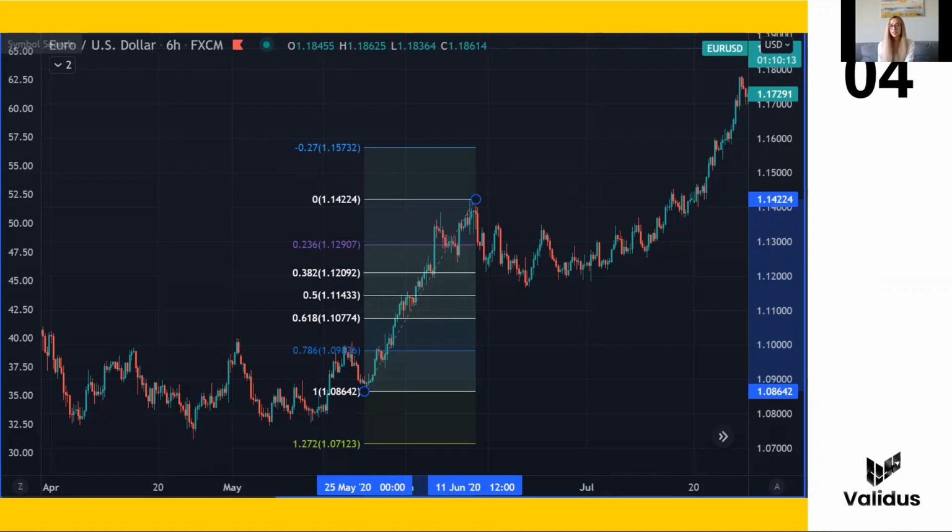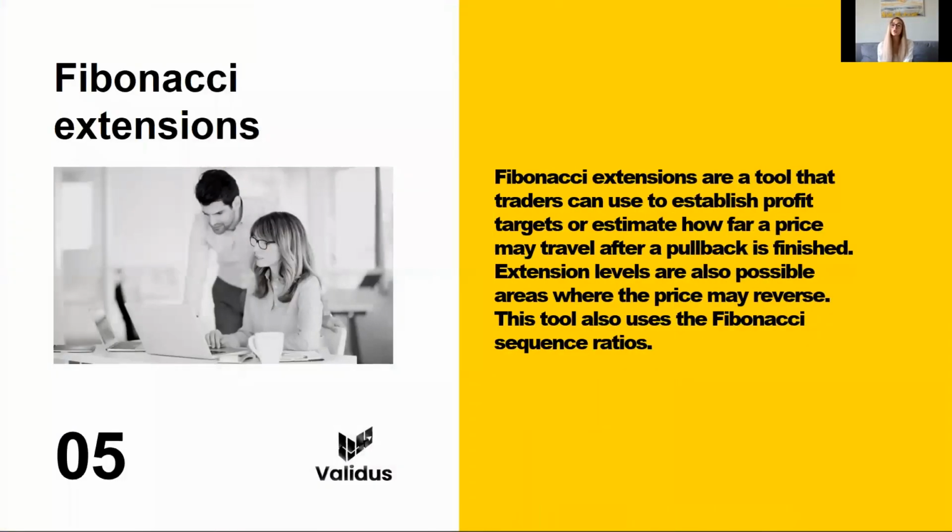So next, Fibonacci extensions. What are Fibonacci extensions? They are a tool that traders can use to establish profit targets or estimate how far a price may travel after a pullback is finished. Extension levels are also possible areas where the price may reverse. This tool also uses the Fibonacci sequence ratios. So a quick recap of how the sequence looks. The ratio between any number in the sequence and the previous number is 1.618. Very important.